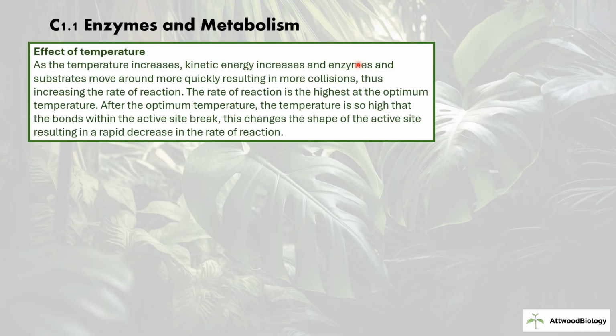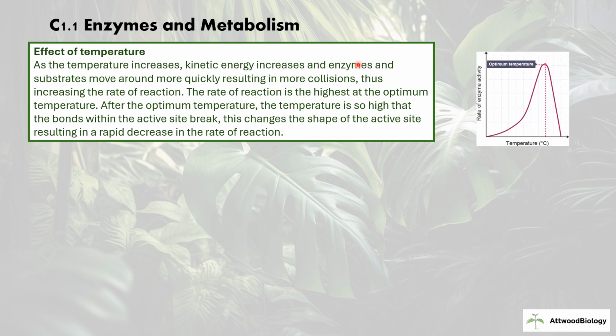Okay, there's many factors that affect the rate of enzyme-controlled reactions. We're going to have a look at 3 of them here. So we've got the effect of temperature on the enzyme-controlled reactions. Now, as the temperature increases, the kinetic energy increases, and the enzymes and substrates move around more quickly. We then say that this results in more collisions. So we talk about the substrates and the enzymes colliding, and therefore increases the rate of reaction.